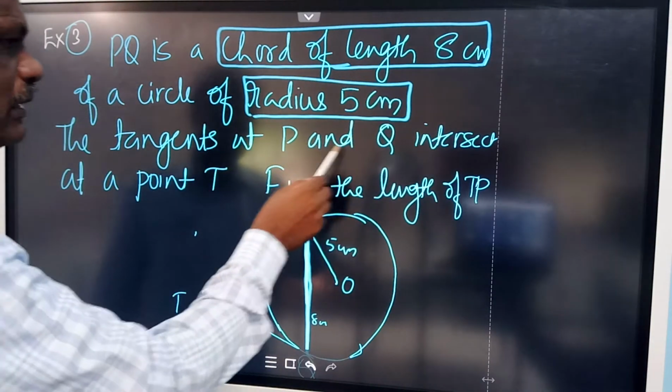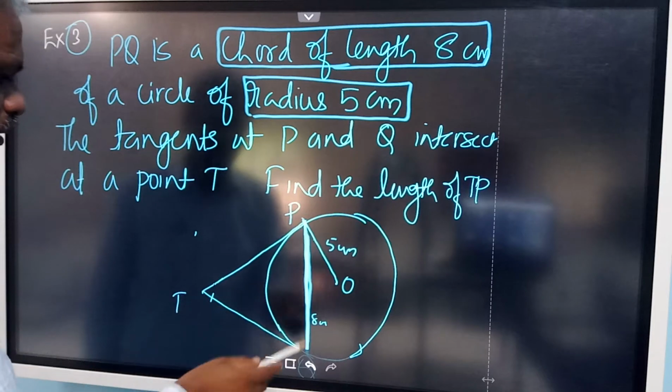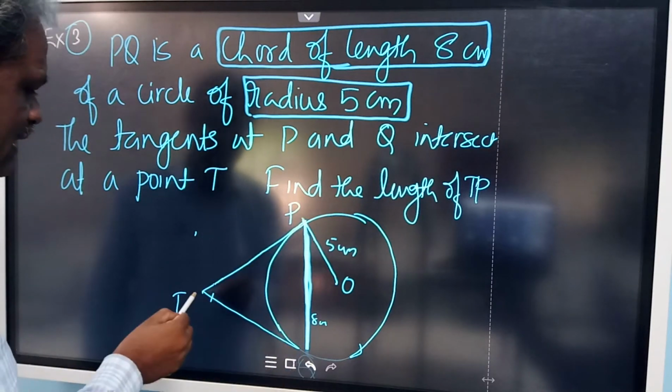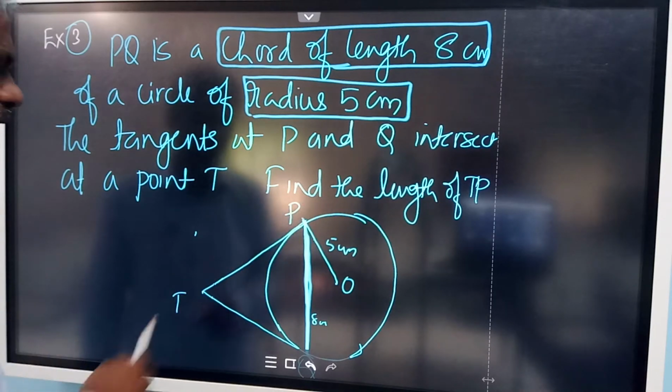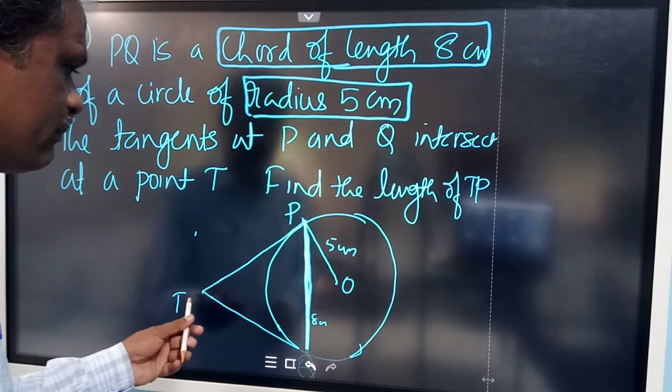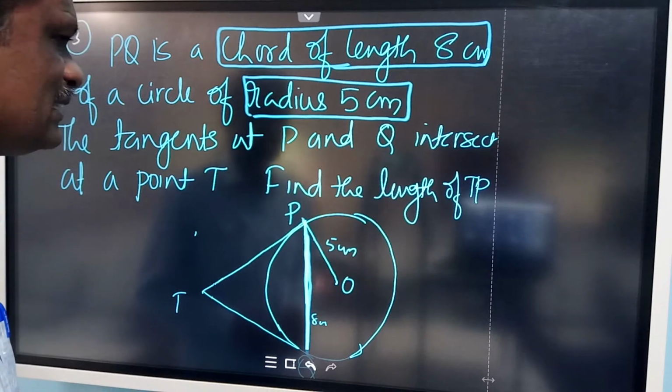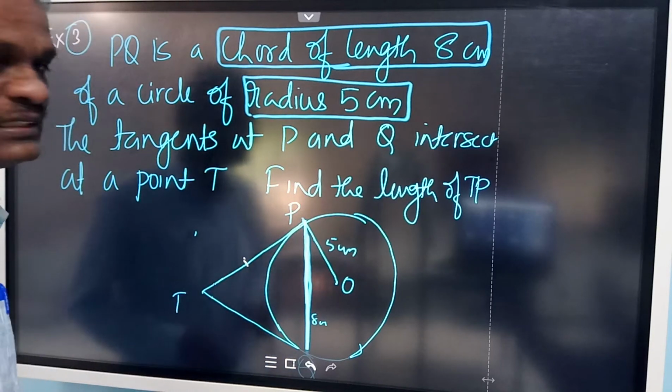Now the tangents at the points P and Q intersect at the point T. So these are the two tangents drawn from the external point T, TP and TQ. We need to find out the length of this tangent.